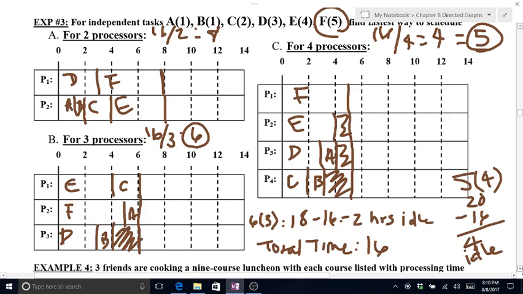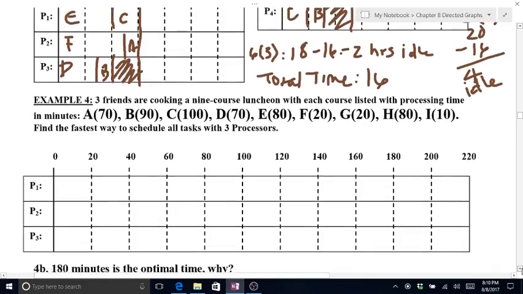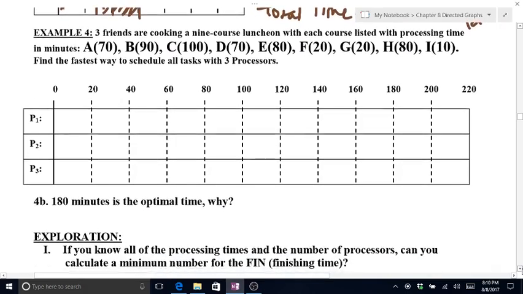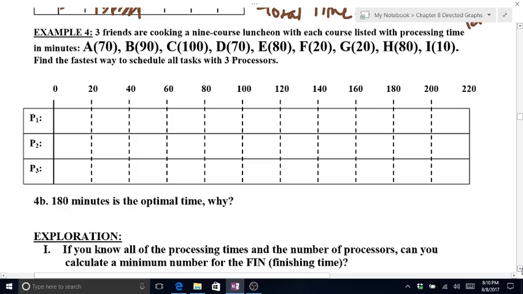Last example, and then we're going to do some practice problems. Example 4: 3 friends are cooking a 9-course luncheon with each course listed with processing time in minutes. Find the fastest way to schedule all tasks with 3 processors. So for those of you that are taking ProStart or anything.